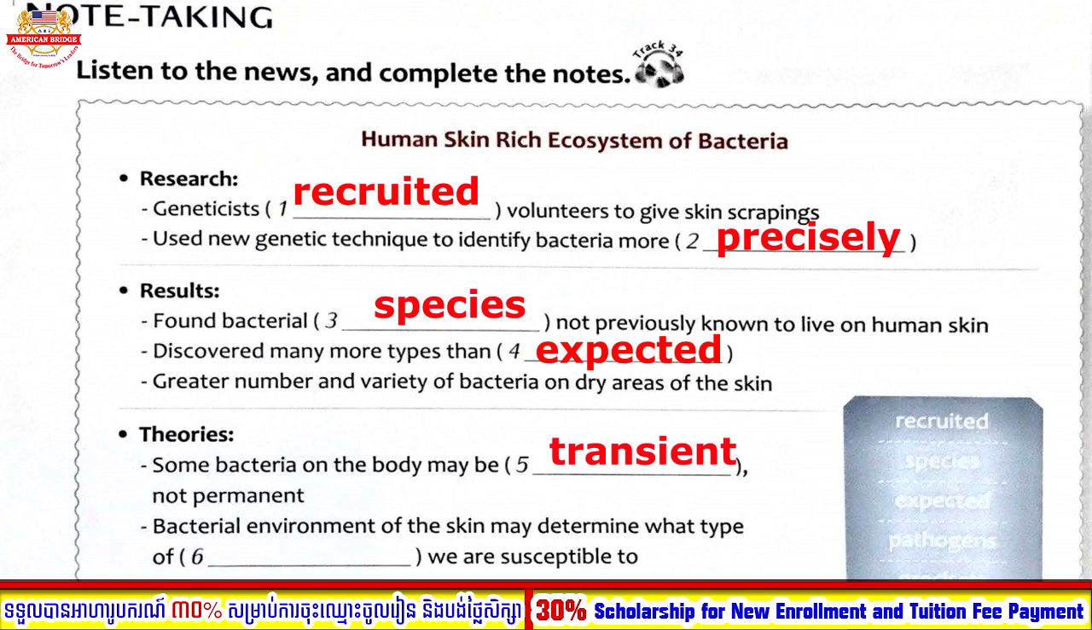So everyone, next, bacterial environment of the skin may determine what type of blank we are susceptible to. So everyone, last one, which word? The last one is pathogen. So bacterial environment of the skin may determine what type of bacterial pathogen we are susceptible to. Pathogen here means something that causes disease. You can say bacteria or you can say viruses. These kinds are all pathogens.